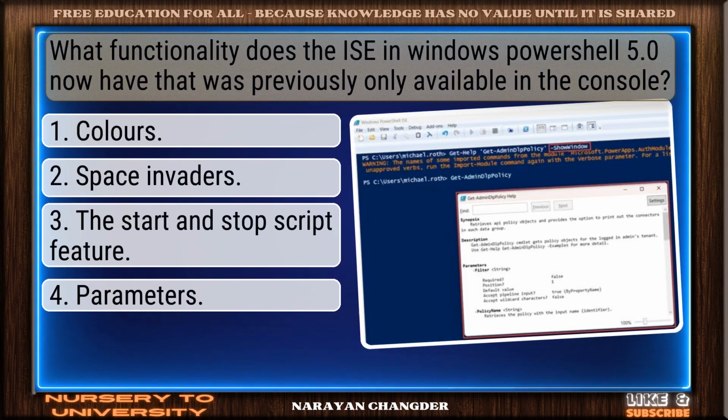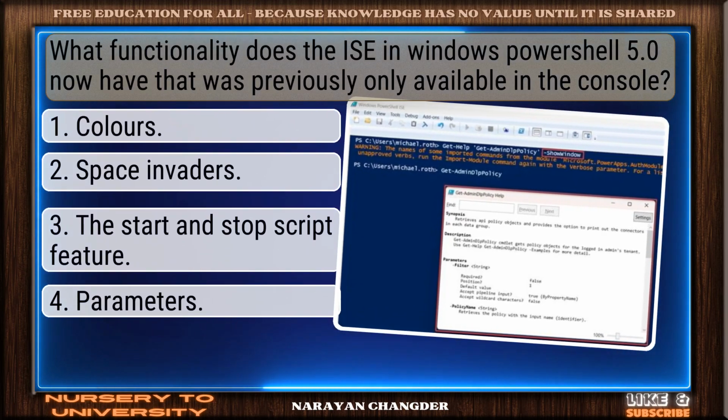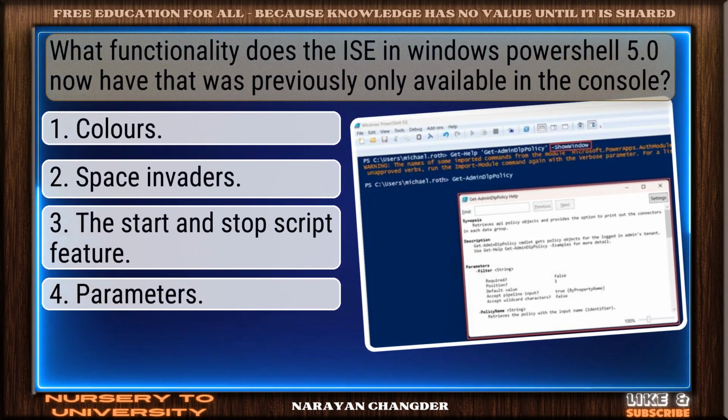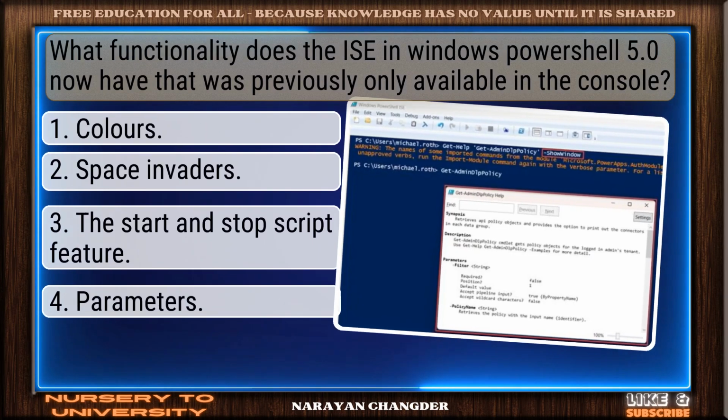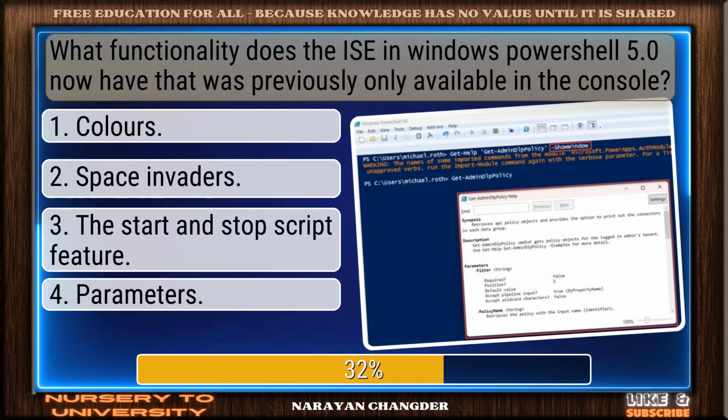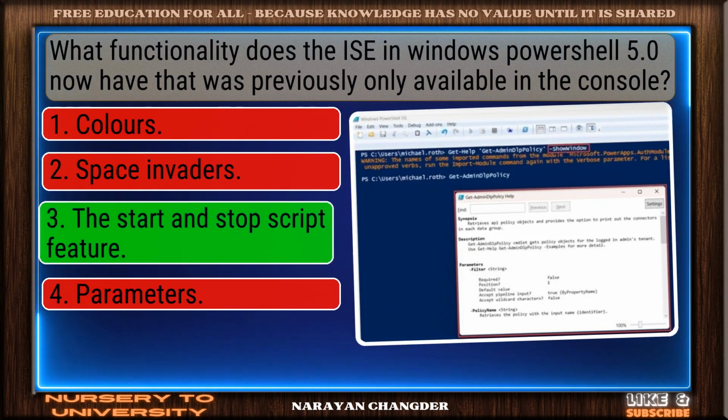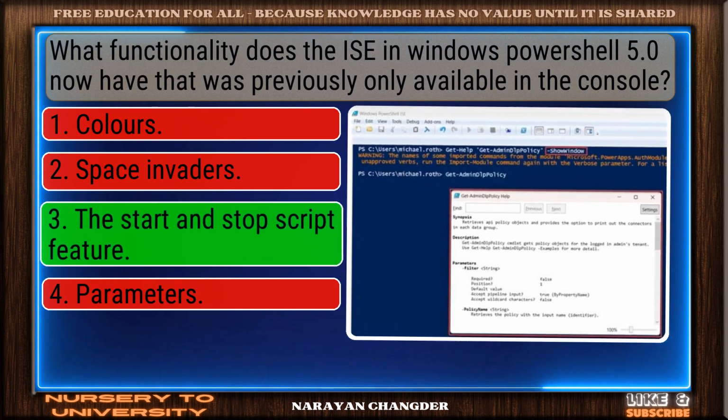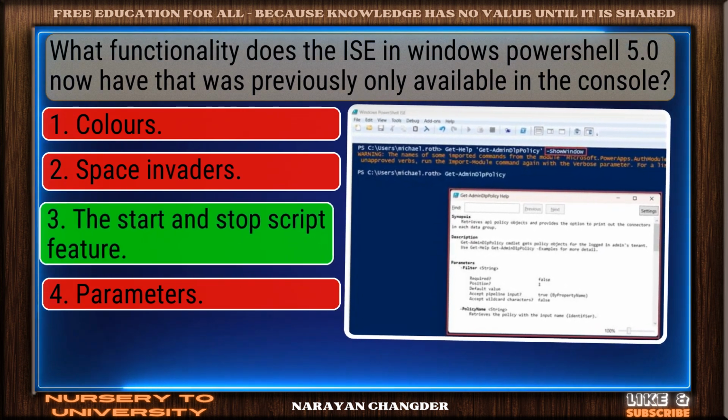Question number 2. What functionality does the ISE in Windows PowerShell 5.0 now have that was previously only available in the console? Strong choice. The start and stop script feature is the right answer.